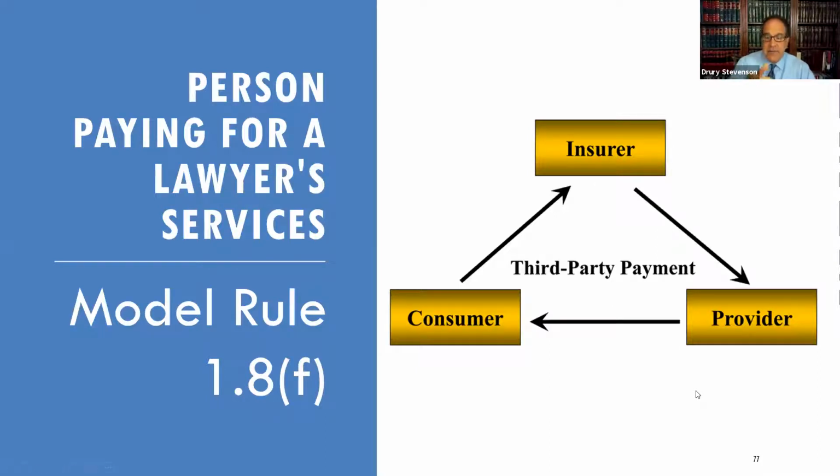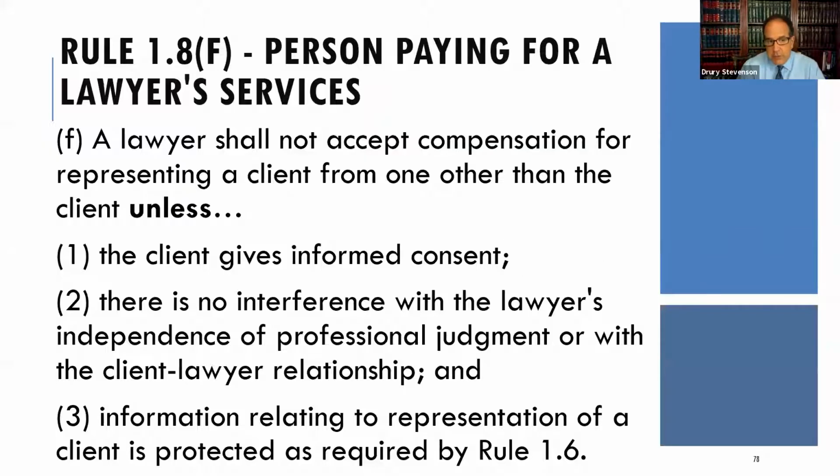So let's proceed, and I have a little diagram here showing you the most common scenario where you have the provider and the consumer and the insurer, showing you who's paying who. So here we go with (f). A lawyer shall not accept compensation for the representation of a client from one other than the client unless, we have three unlesses. One, the client gives informed consent. Two, there's no interference with the lawyer's independence of professional judgment or with the client-lawyer relationship. And three, information relating to the representation of a client is protected as required by 1.6.